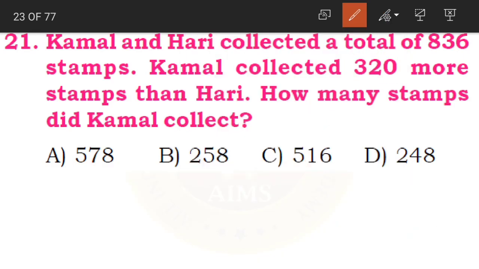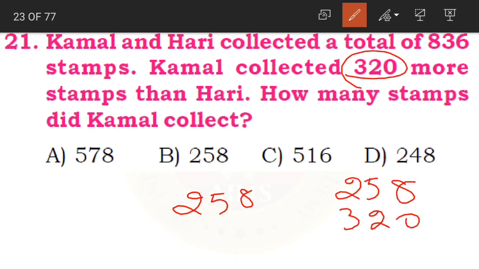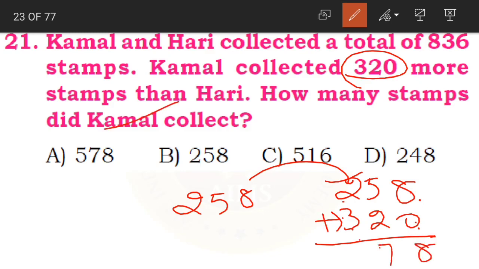What is this 258? Both of them have it equally. To this, if we add 320, yes, Kamal has more stamps, right? How many more? 320. So when we add this 320 to these equal parts, then we will get the number of stamps Kamal has. 8 plus 0, 8. 5 plus 2, 7. 3 plus 2, 5. Correct option is option A, 578.